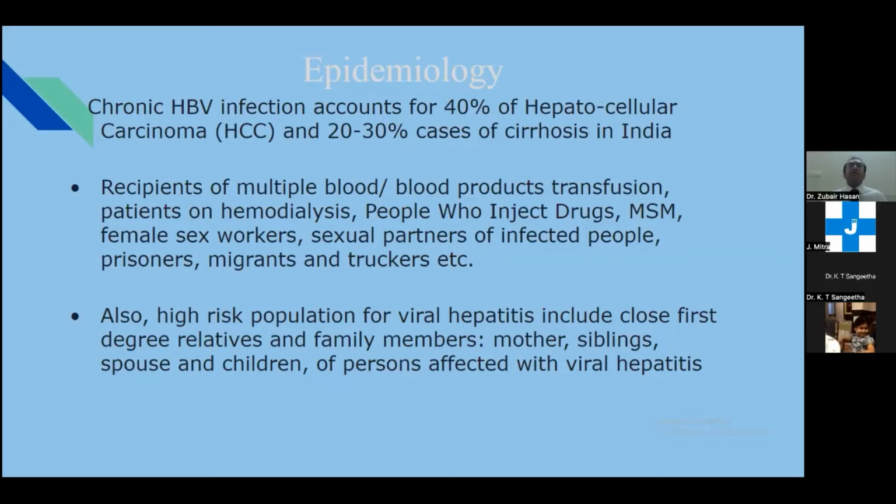And who are these people? They are mostly recipients of multiple blood or blood product transfusions, patients on hemodialysis, those who inject drugs, female sex workers, sexual partners of infected people, prisoners, migrants, and truckers. A high-risk population for viral hepatitis also includes close first-degree relatives and family members: mothers, siblings, spouses, and children of people affected with viral hepatitis.